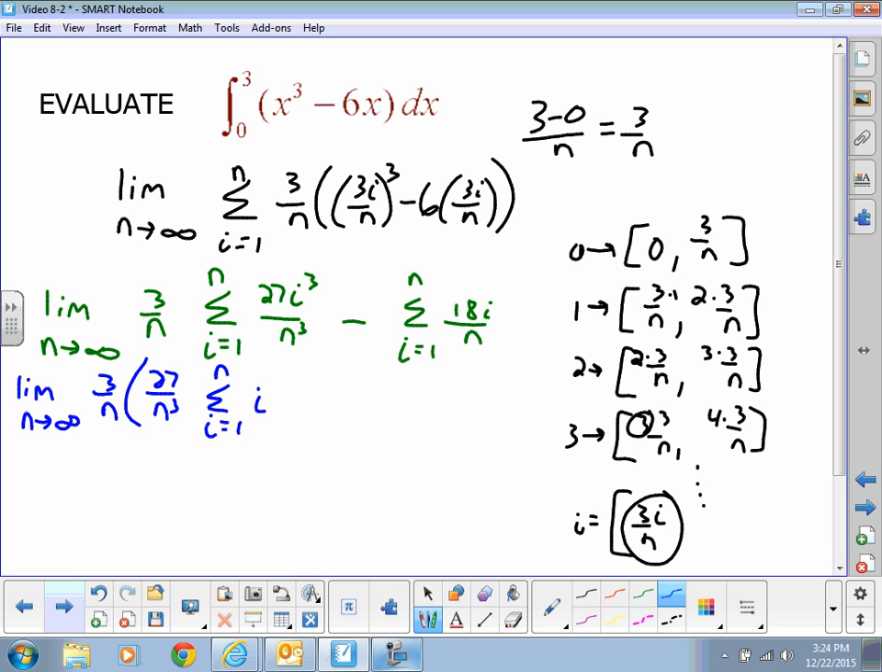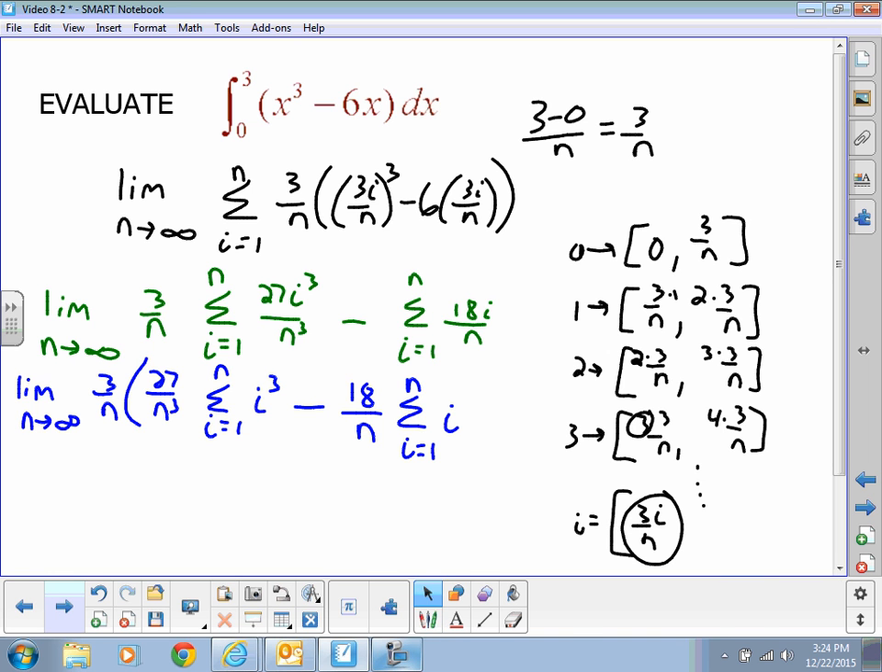n of i cubed, minus, we can pull out, that was a terrible minus, we'll do minus 18 over n, and then we'll have our summation of i equals 1 to n of i. And the whole purpose is to write this in a way where we can use our summation formulas.